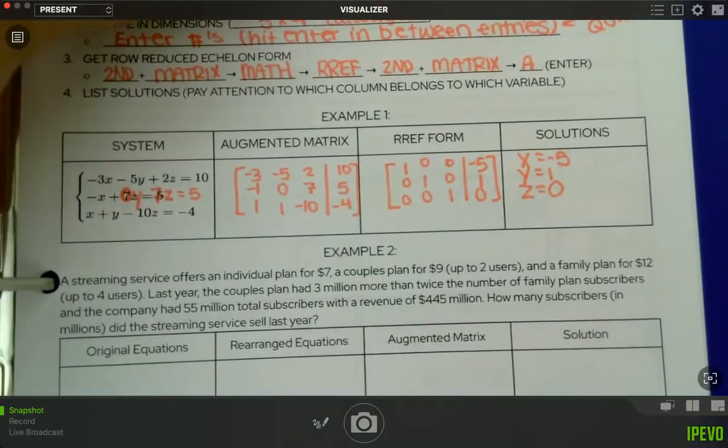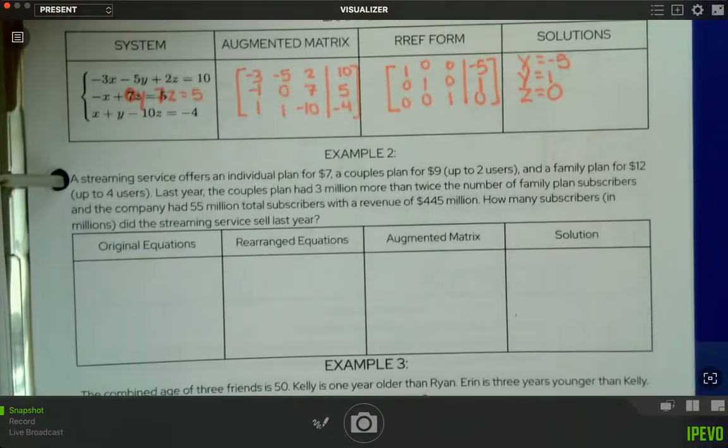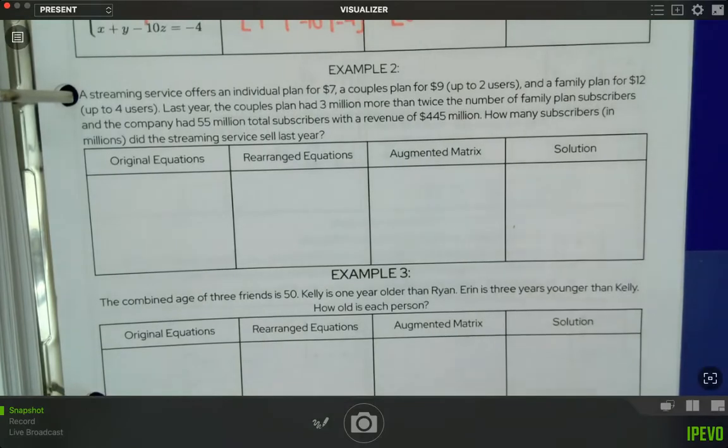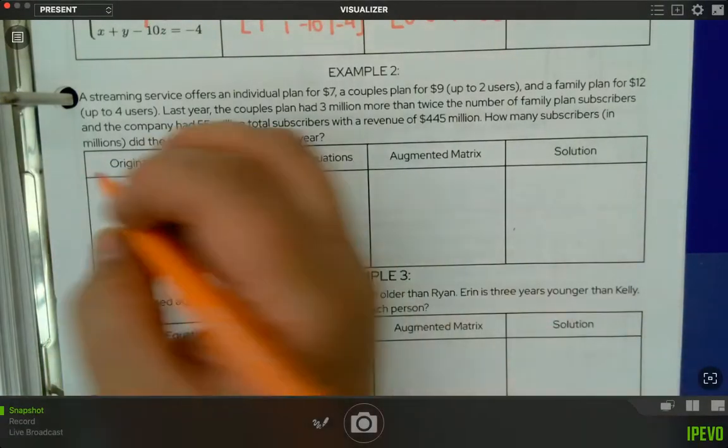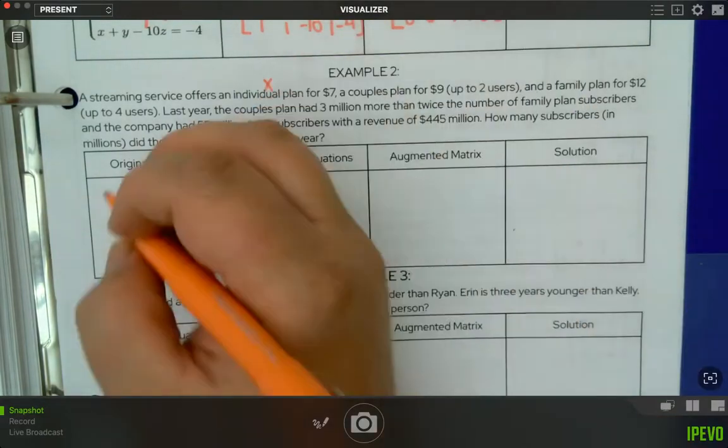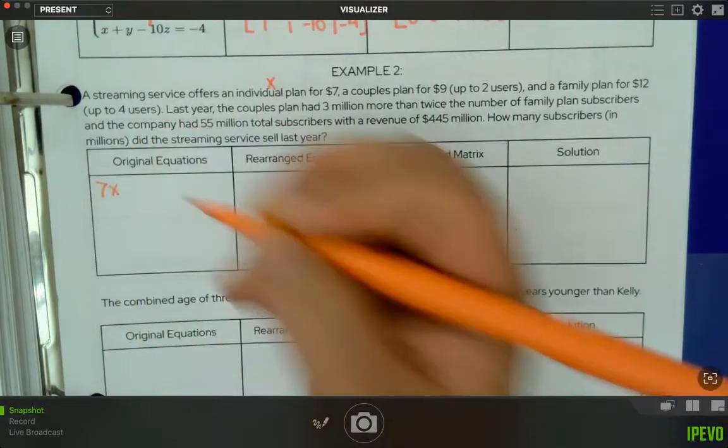Okay. Now for example 2. I'm going to do 2 word problems with you guys. A streaming service offers an individual plan for $7. Okay, individual is going to be X. I'm going to go ahead and put 7X down.